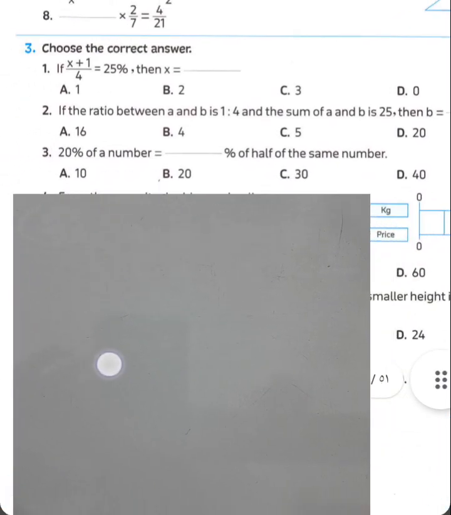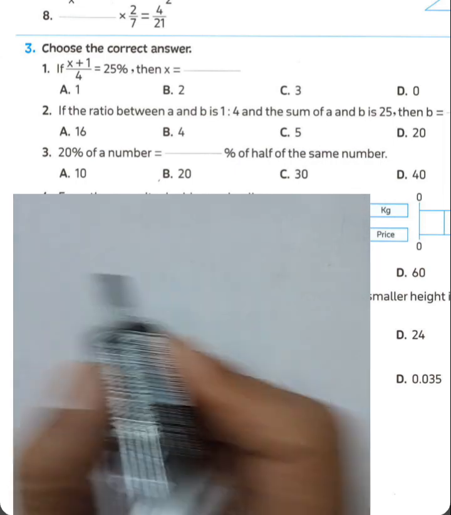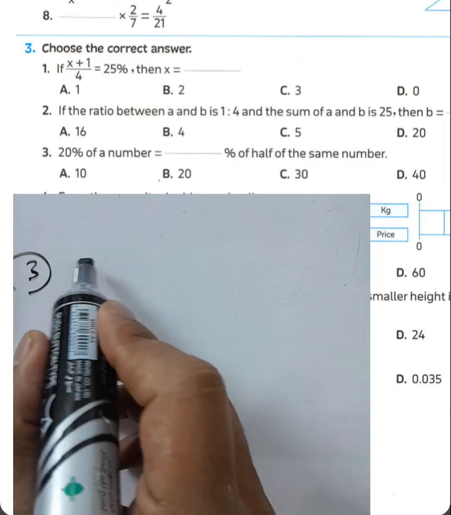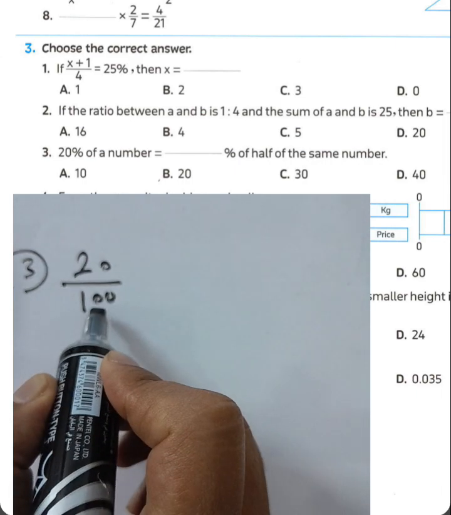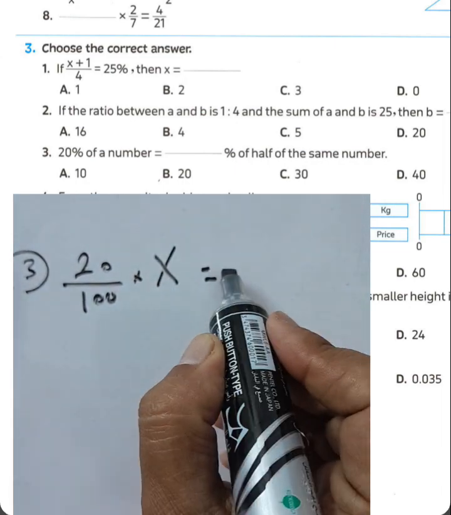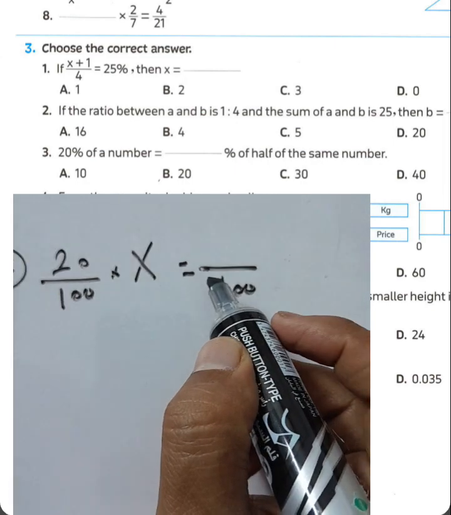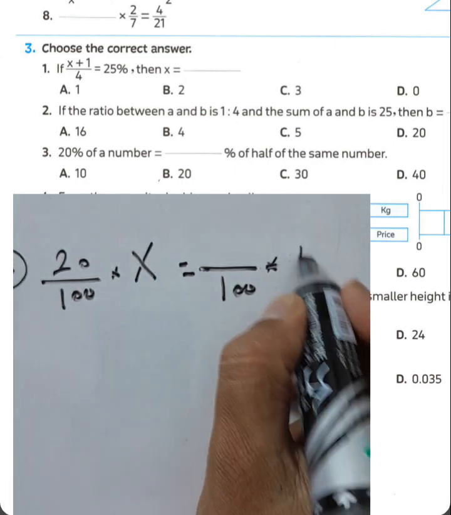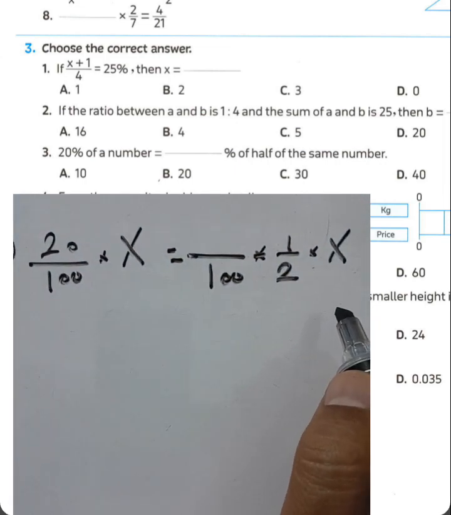Question number 3. 20% of a number equals blank percent of half of the same number. We have here 20%, which means 20 over 100. Of a number, product by the number x, is equivalent to blank percent, blank over 100, of half of the same number. We want to find the percent here.